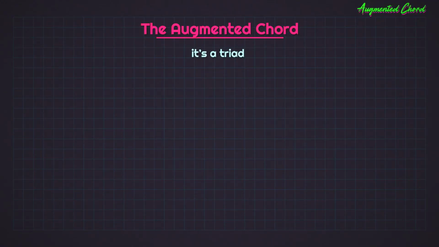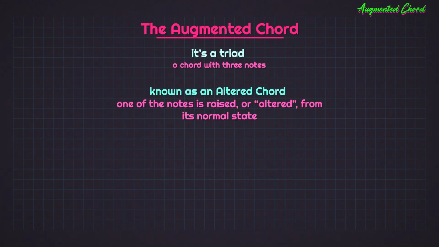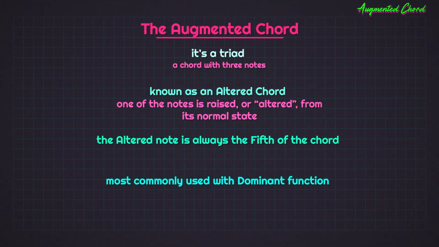The augmented chord sounds fancy, but in reality it's very easy to use and it's very easy to find. So let's now talk about what it is. The augmented chord is a triad, so it's a chord that has 3 notes. It's what's known as an altered chord, meaning that one of the notes is raised or altered from its normal state. The altered note is always the 5th of the chord. And finally, it's most commonly used with dominant function, so it wants to resolve directly to the tonic 1 chord.